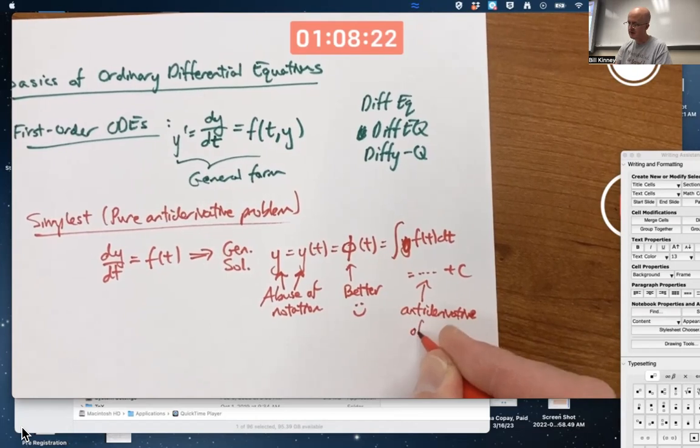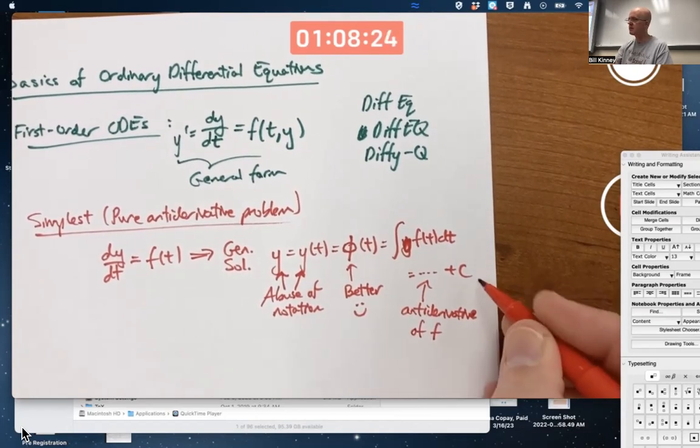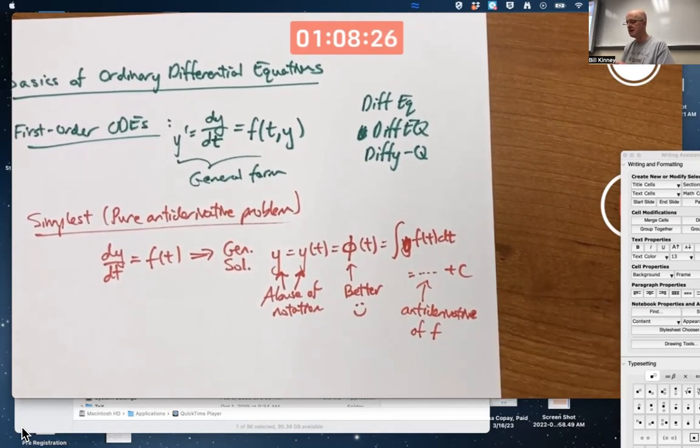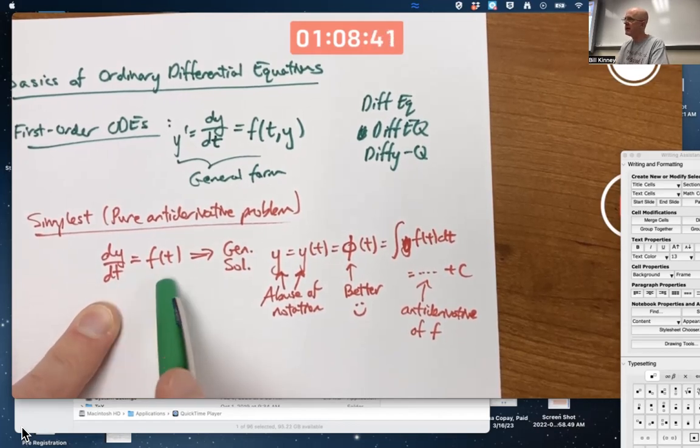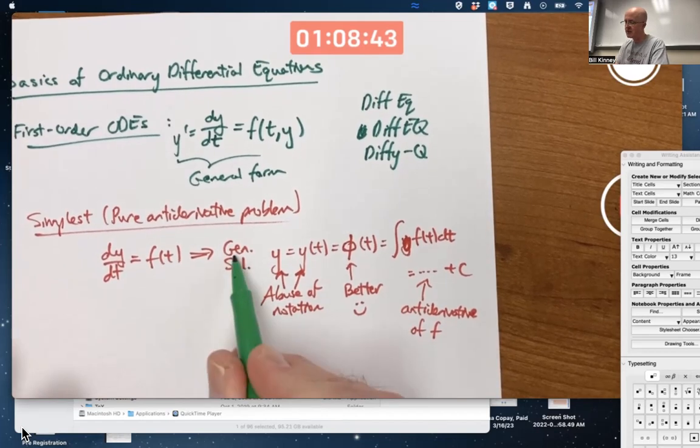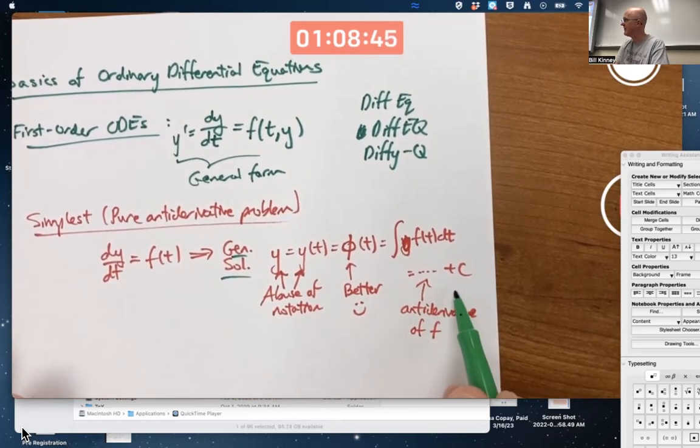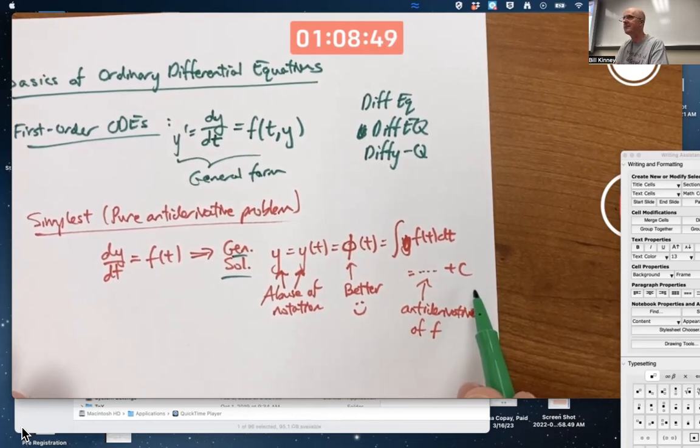Antiderivative of little f. We want the most general antiderivative. We add an integration constant. Though, if we take this differential equation and add an initial condition, then we can solve for c. This by itself is just a plain old differential equation. Its general solution is really a family of functions. There's infinitely many possibilities, because c can be anything.